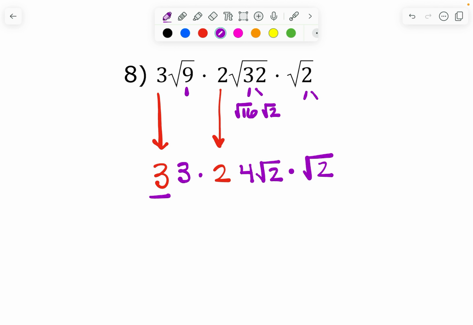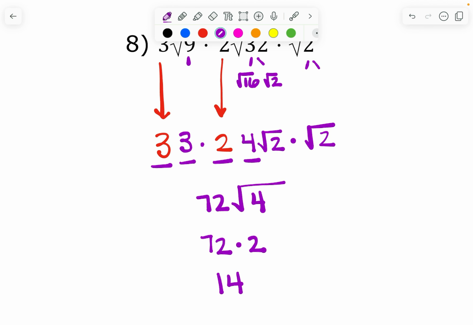So we have out front times out front times out front times out front. So that's going to give me 72. Underneath times underneath, I have 2 times 2, so that's going to give me 4. And then I want to try to simplify one more time. Well, I know that 4, again, is a perfect square. That's a nice number. So I know that 72 is going to come out front, but that 4 is going to turn into a 2. And when you have multiple numbers out front, we multiply them together. So I'm going to end up with 144.